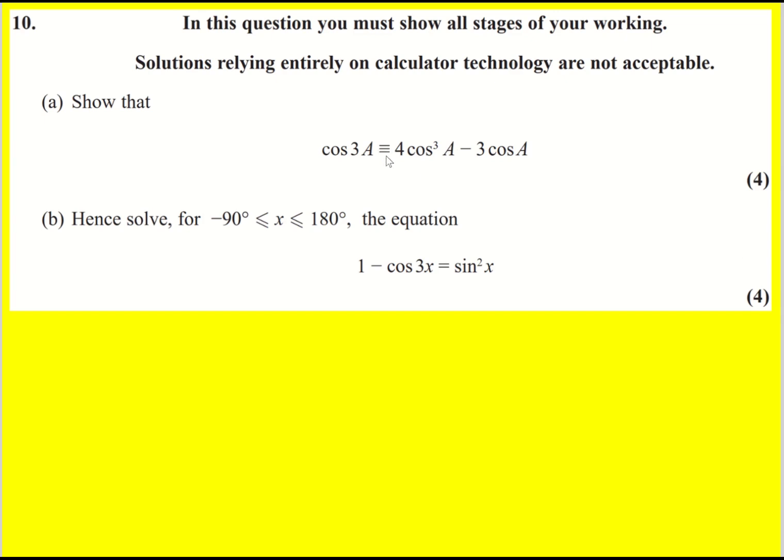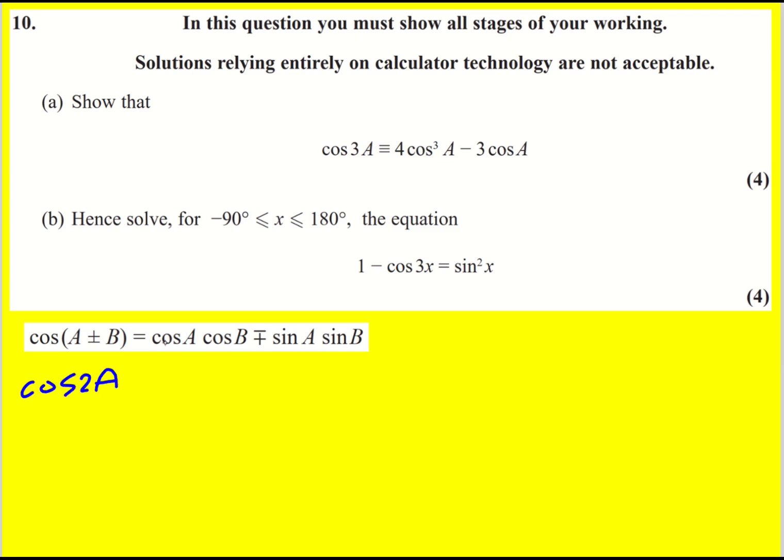We want to show that cos 3a is identical to 4 cos cubed a minus 3 cos a, the triple angle formula. Now, I would say you should know your double angle formulas for cos 2a and sine 2a. Sine 2a is 2 sine a cos a. Cos 2a has three different versions, and the one we want to use here would be 2 cos squared a minus 1.